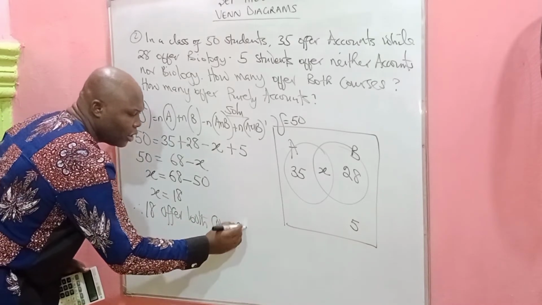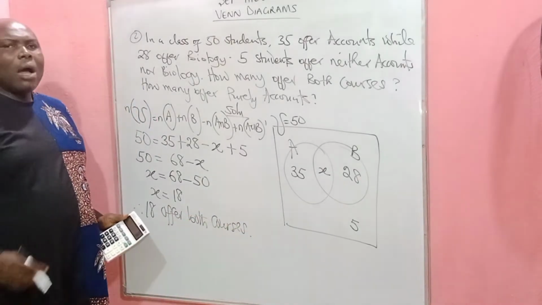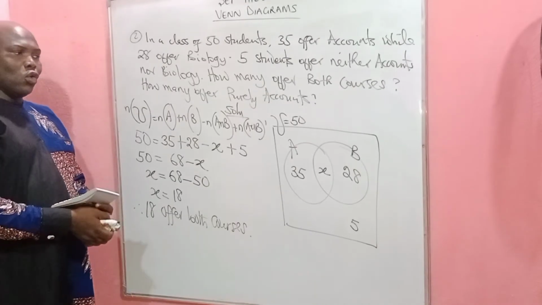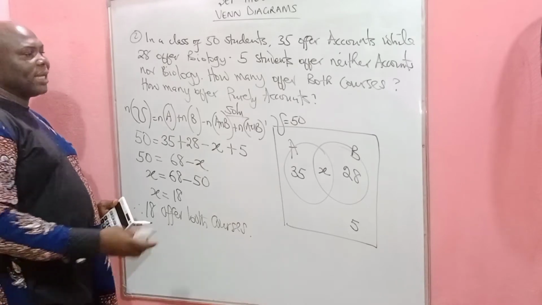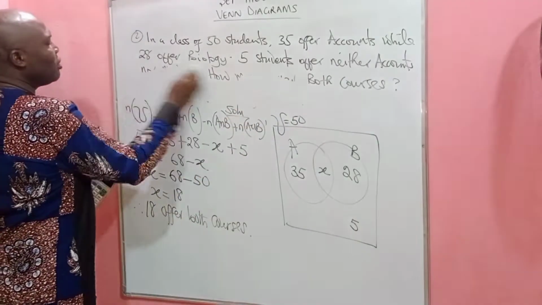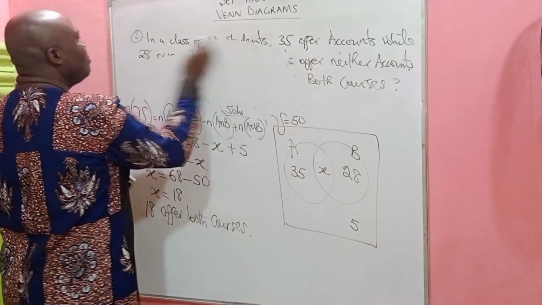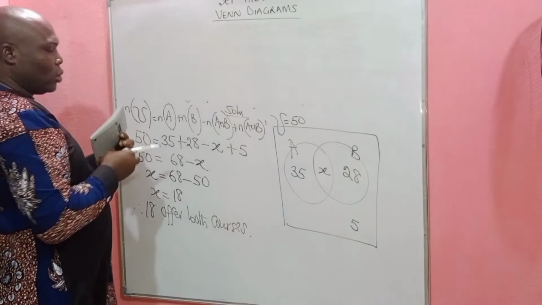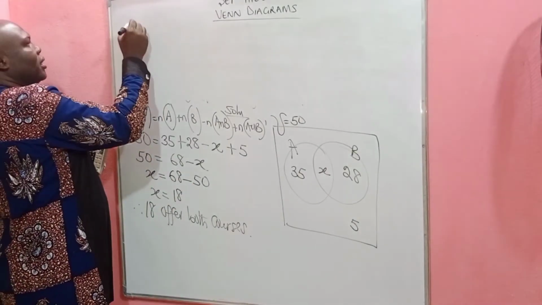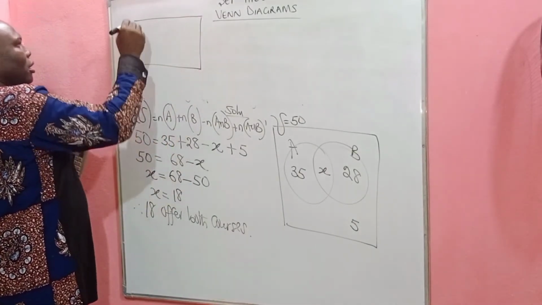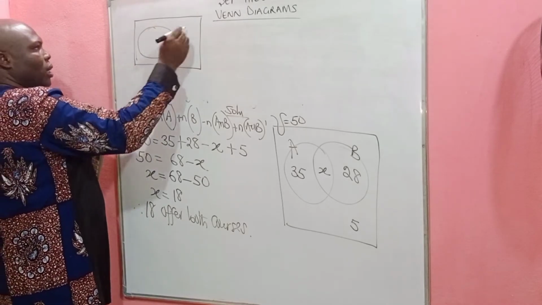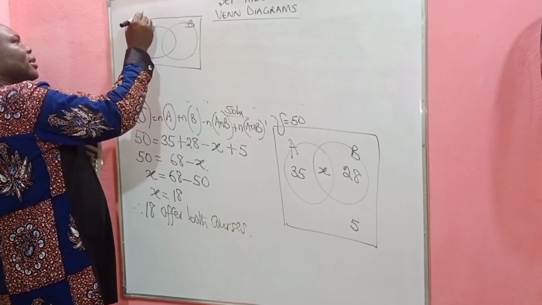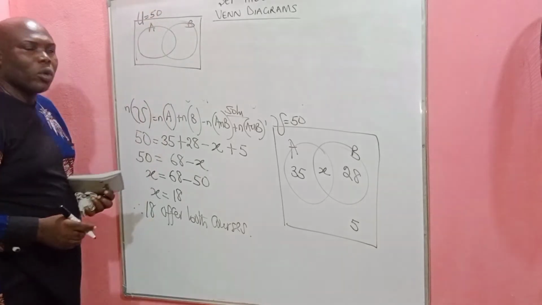18 offer both courses. Now, how do you know if 18 actually offer both courses? You can bring up what we call the adjusted Venn diagrams. Adjusted Venn diagrams will show you. Alright, so let's bring out the adjusted Venn diagram. So we have this, this is our A, our B, the universal set, which we said is 50. Alright, so we have 5 here.